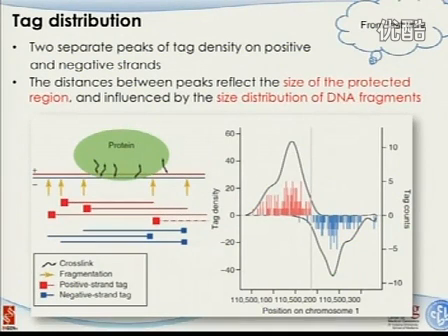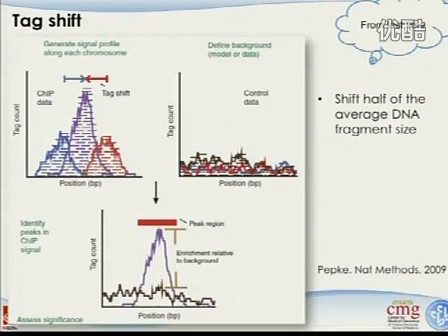And the distance between these two peaks actually reflects the size of a protected region, which is the size of the protein binding sites, and is also influenced by the size distribution of the DNA fragments. When we identify the peaks, there are generally two different strategies. The first strategy is called the tag shifting strategy. The principle is very simple. You take all the positive peaks and negative peaks, and shift them towards the inward side by half of the estimated average DNA fragment size.